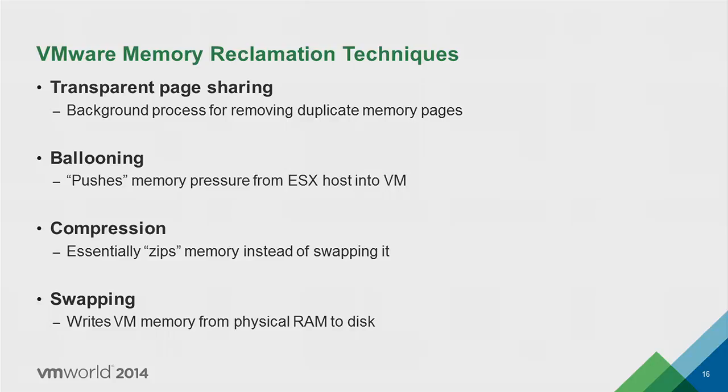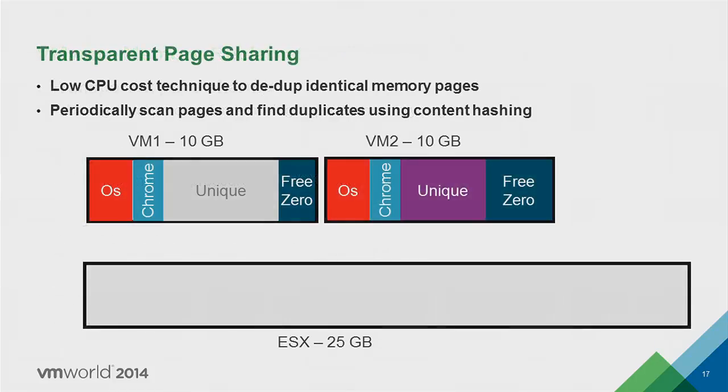beautiful technique called ballooning, which, initially I was talking about layering, and each layer is very independent. This ballooning is a method to introduce the ESX level memory pressure into the VM. And then we have compression, which basically compresses some other pages and keeps them in memory. And then we have swapping. I'll talk about each technique in the next slides.